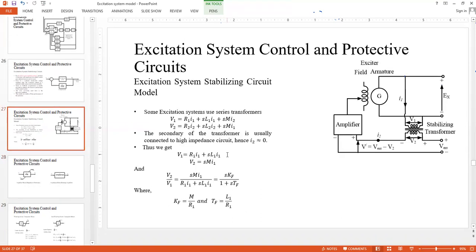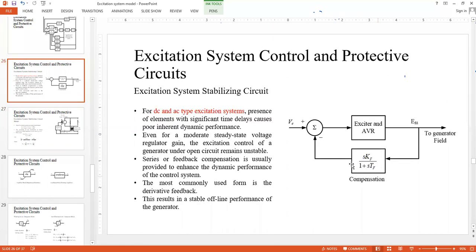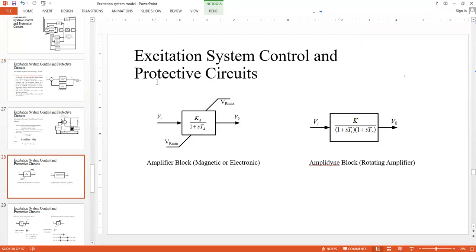So that is about the modeling of this feedback, the rate feedback or the derivative feedback stabilizing circuit, which works only during the transient condition and whose job is to actually improve the dynamic performance in open circuit condition, okay, whenever the generator is offline. We continue with some of the other blocks related with our system, like the amplifier block. Simply the amplifier block is represented by a gain Ka, gain of the amplifier, and a time constant of the amplifier.